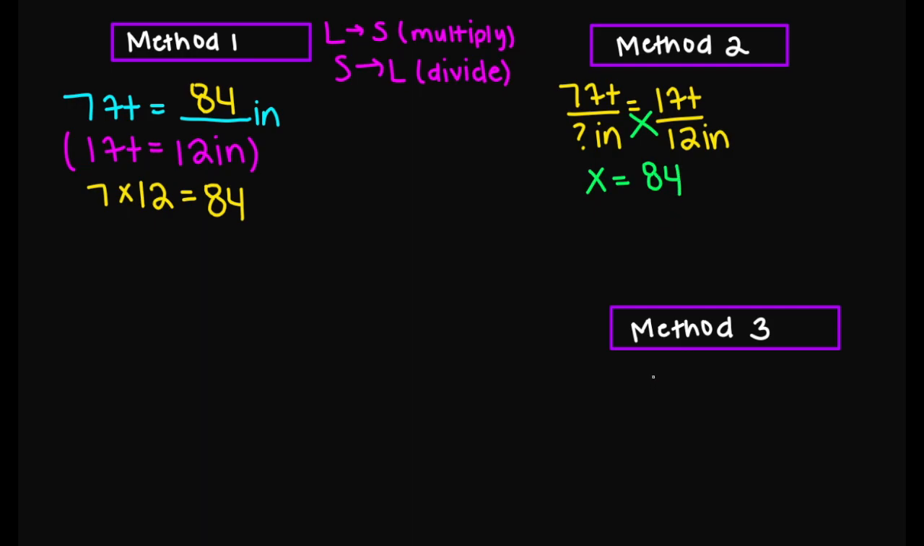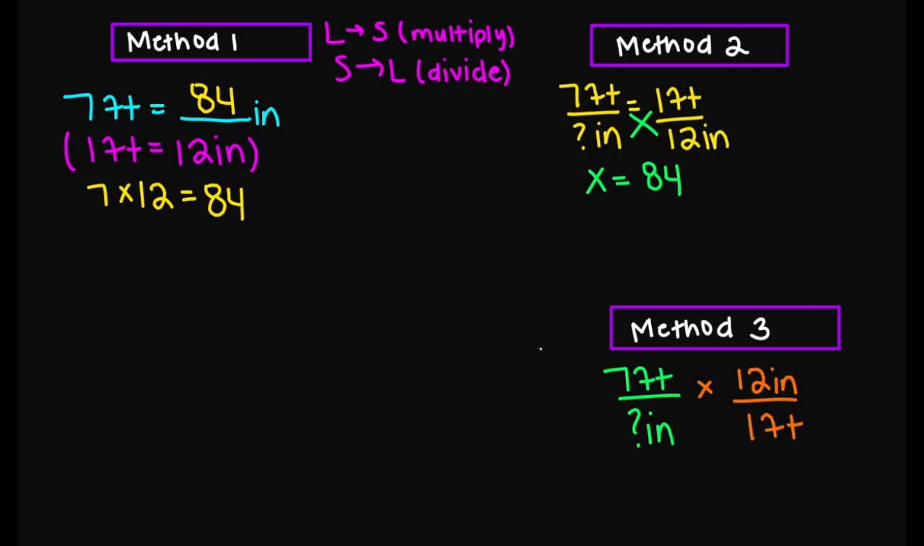Now the third method is very similar to the second method. Technically this is going to be method 2.5. I'm still going to set up my numerator and denominator just like I did here. So this is going to be the same as it is right here. Now we're going to multiply. I am now going to switch my feet and my inches. So my numerator on my right side is going to be 12 inches, and my denominator on my right side is going to be 1 foot.